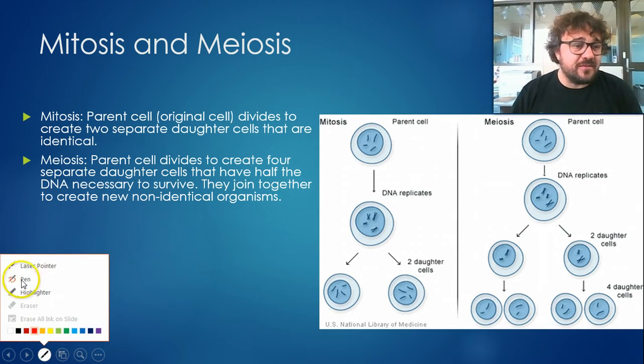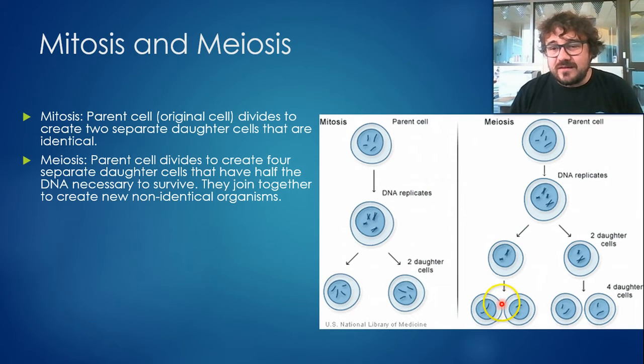And I'll just bring our pen back up so when we're looking at the white cells here, it doesn't disappear in the background, the mouse. So this one here needs to join up with another one, preferably one that's not as related, and it will create a new non-identical organism. Now these ones here, if this was a bacterial cell, you would have two new organisms, because they're only unicellular, 2 new organisms, and they would be identical.